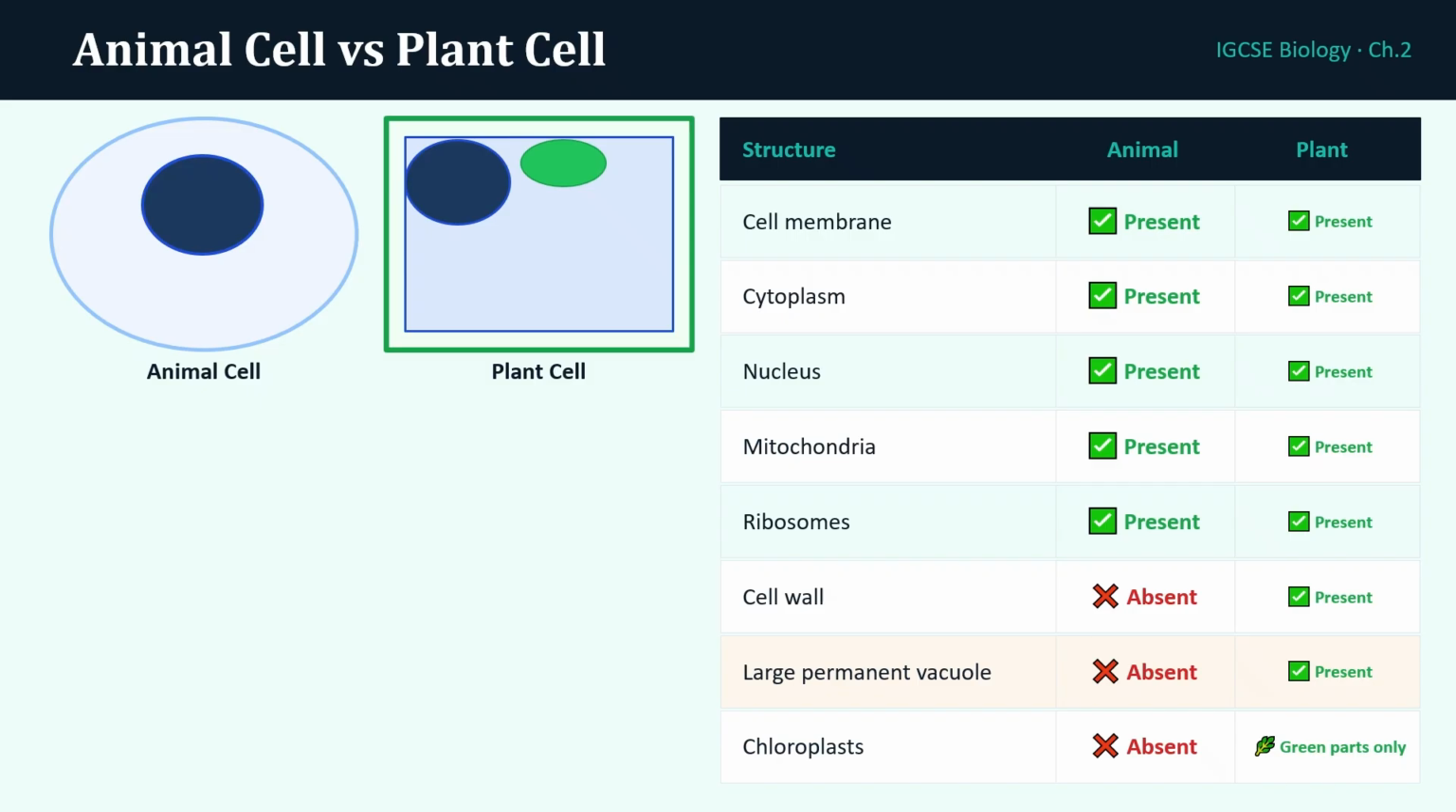Now notice the last row, chloroplast. It does not just say present, it says in green parts only, because not every plant cell has chloroplast, only those in the green parts of the plant have them. So the examiner can ask this comparison in many ways. If they ask you to name 3 structures that are found in plant cells but not in animal cells, the answer will be cell wall, large permanent vacuole, and chloroplast. But if they ask you to name 5 structures found in both animal and plant cells, you have to mention cell membrane, cytoplasm, nucleus, mitochondria, and ribosomes.